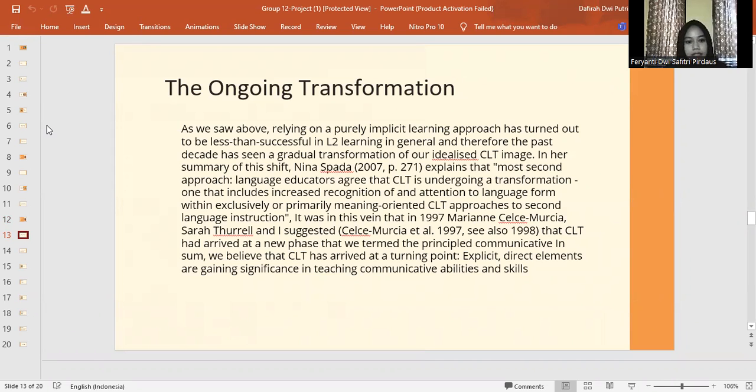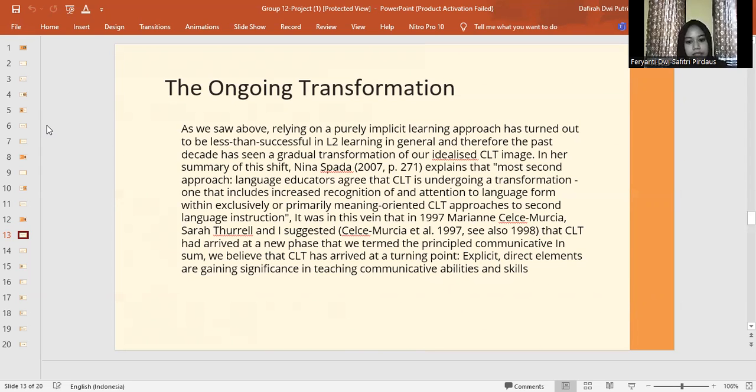In her summary of this shift, Nina Spada, 2007, p. 271, explained that most second language educators agree that CLT is undergoing a transformation, one that includes increased recognition of the attention to language form within an exclusively or primarily meaning-oriented CLT approach to second language instruction.